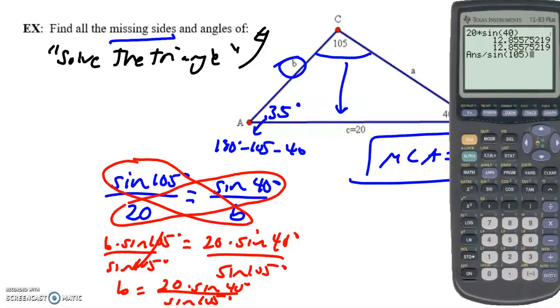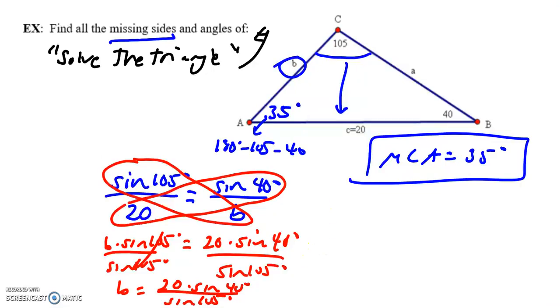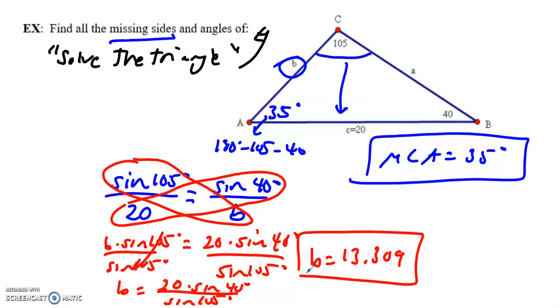Close parenthesis. If I do that, I get 13.309, which is exactly what I got in the past. So my B value is 13.309, and it's very common to round to 3 decimal places. I haven't completely solved the triangle yet because I still need to find side A, but we could still use the law of sines.